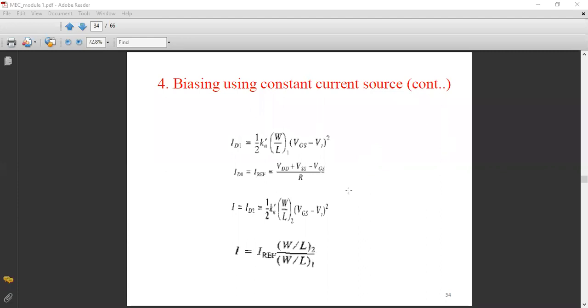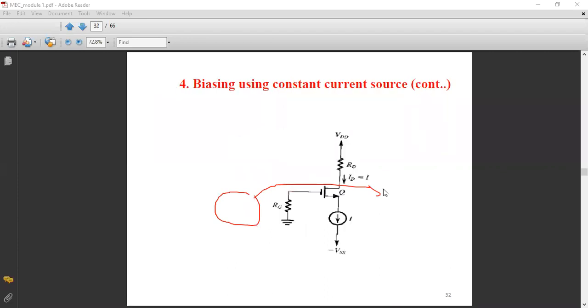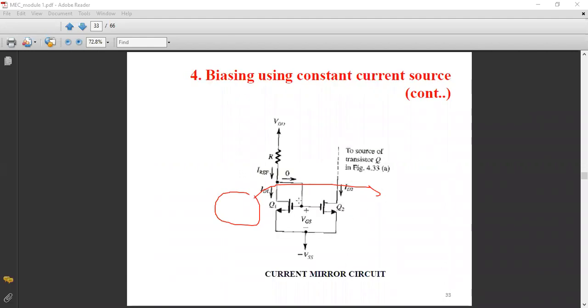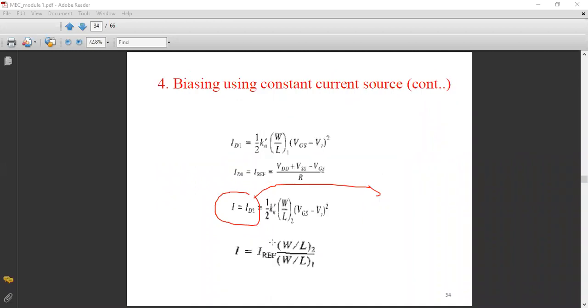And I told you I is nothing but ID2, which is connected to the source of Q. Okay, take the main circuit. This was the main circuit. So ID2 is nothing but your I. So this I, you can fix according to the value of I reference. But how did you calculate I reference? That is, I have written here. Based upon capital R, because you know that VDD, VSS, and VGS are fixed. So based upon capital R, that is the resistance R, you can fix I reference.